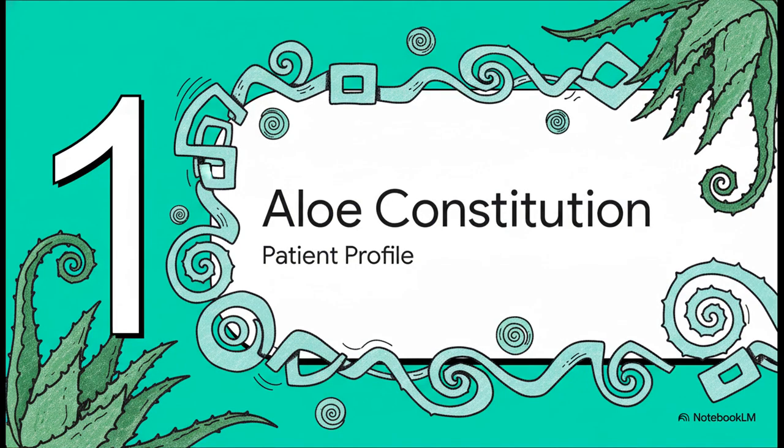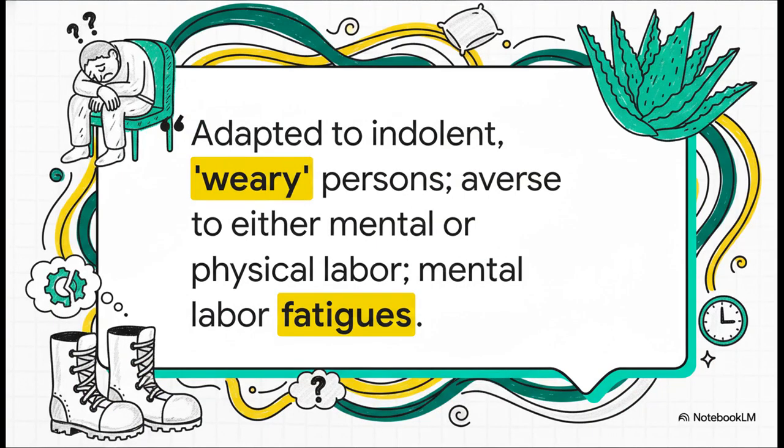First things first, let's get a clear picture of the person who typically needs aloe. The constitution is the foundation, right? It's the soil where all the other symptoms grow. So this is always where we should begin. Okay, let's look at the exact wording from Allen's Keynotes. He describes the patient as indolent, weary, and phlegmatic. I want you to pay really close attention to the specific language. These aren't just random adjectives. They are precise clinical indicators that should make you think of aloe.